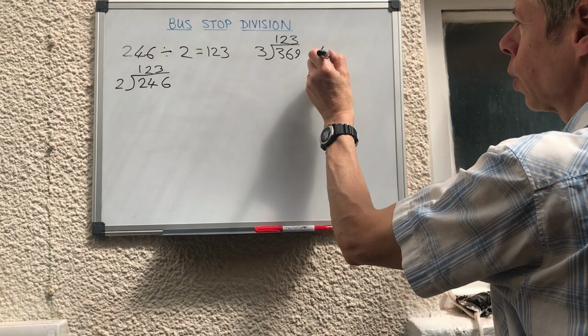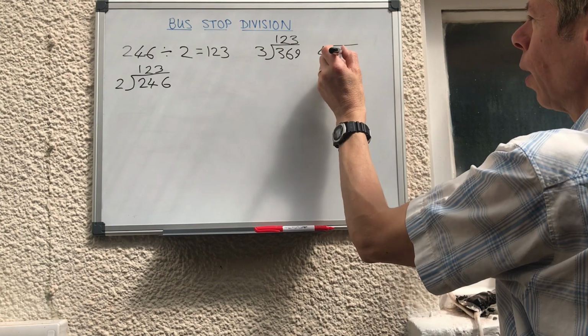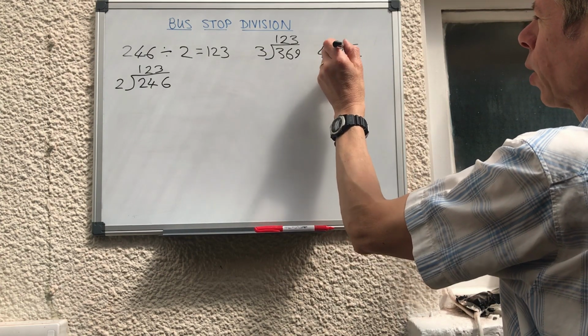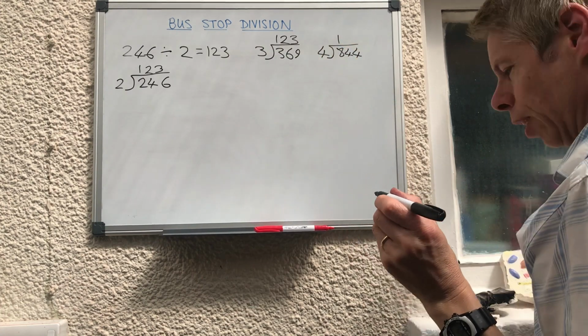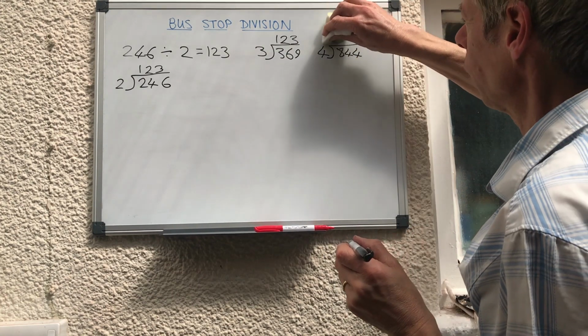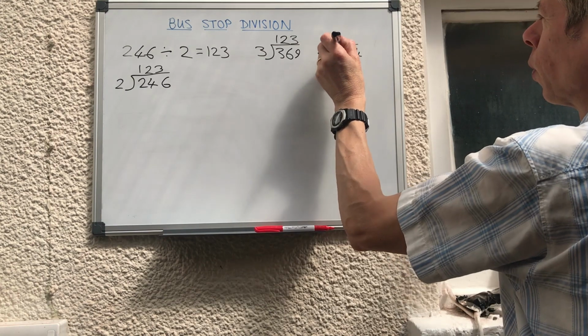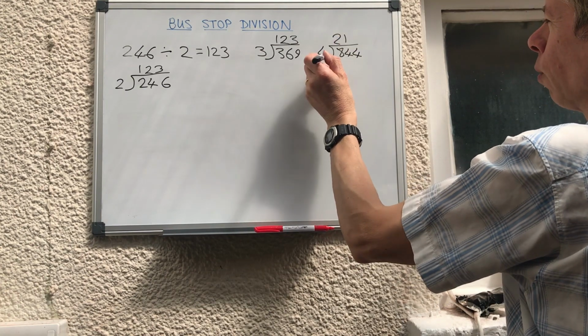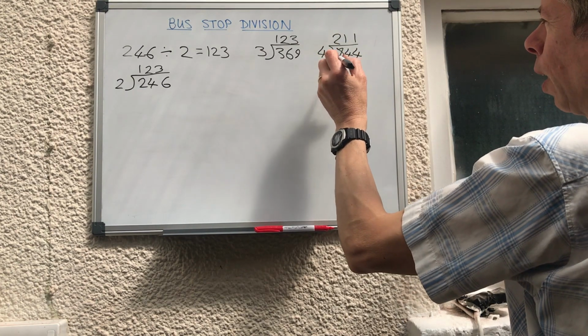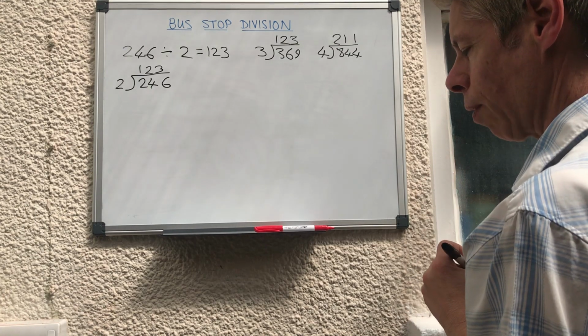So let's do 4's into 844. So 4's into 8 is 2. 4's into 4 is 1. 4's into 4 is 1. So the answer is 211.